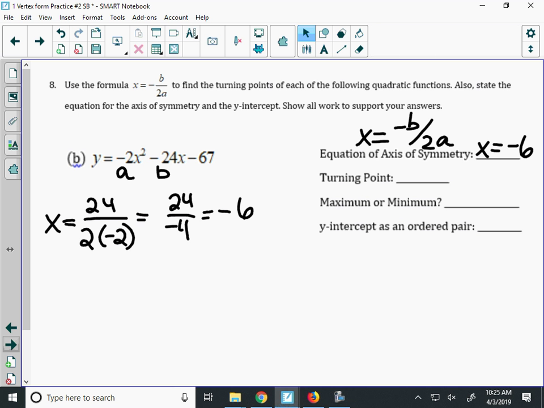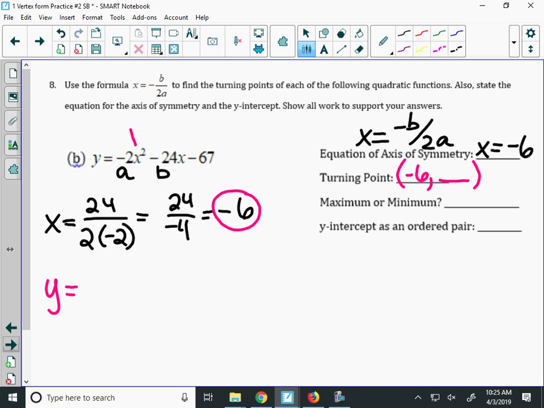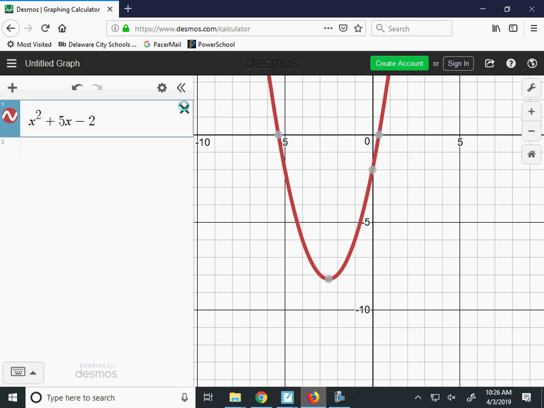Now the turning point, the vertex of the parabola, has the same x value. We need to find the y. And we did this back in number 4. To find the y value of the vertex, we're going to take this x value and put it into the equation for x. Negative 2 times negative 6 squared minus 24 times negative 6 minus 67. And we can go ahead and type that right into Desmos.